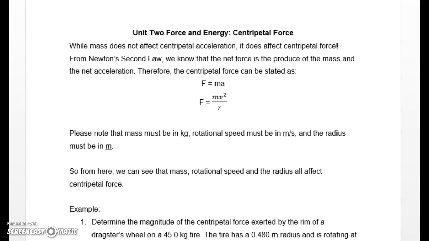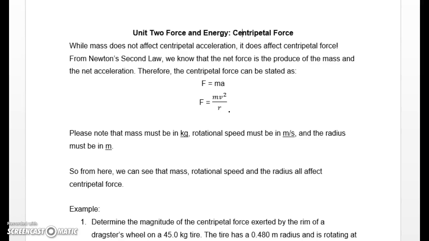Just as we had discussed in our previous video, while mass doesn't affect your centripetal acceleration, it does affect your centripetal force. From Newton's second law, we know that the net force is produced by your mass times your net acceleration. So Newton's second law says that force is equal to mass times acceleration. And we can replace this acceleration with the centripetal acceleration equation that we learned in the last video, and we get a simplified formula as F is equal to mv squared divided by r.